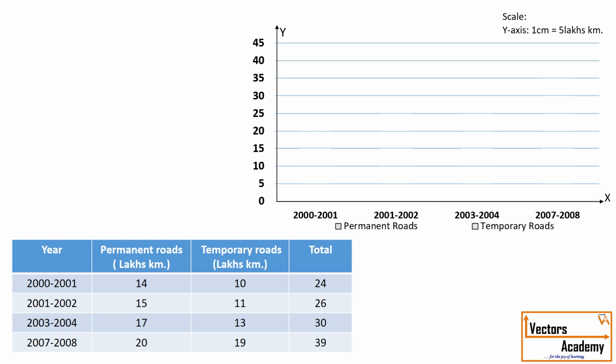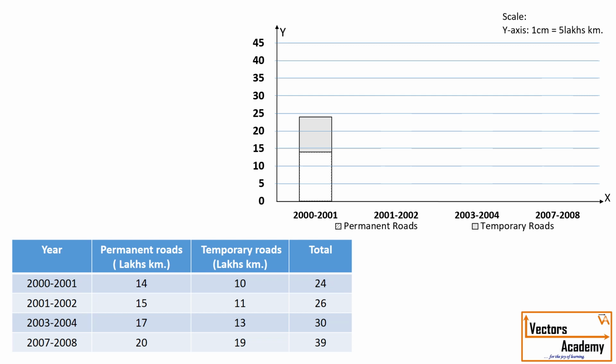Now, the year 2000 to 2001 has 24 lakh kilometers built in it. So I'll draw the bar of 24 above the year 2000 to 2001. Out of 24, 14 lakh kilometers are the permanent roads. So what I'll do is, in the same bar, I'll draw a line at a height of 14. So the below portion represents the permanent roads, whereas the above portion represents the temporary roads.